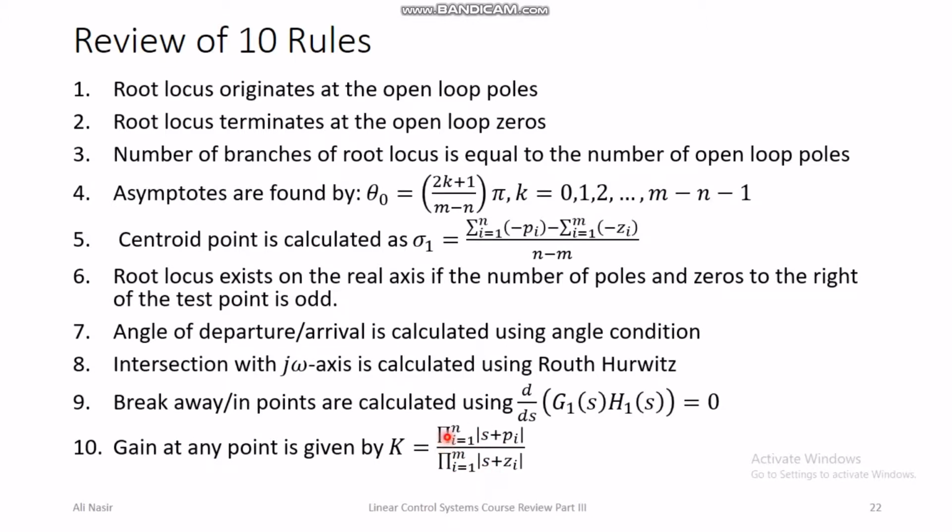Here S is the point at which we want to find the gain, Pi are the pole locations of the open loop transfer function, and Zi are the zero locations of the open loop transfer function. So this is not exactly the pole location, because the pole is located at minus Pi, but here this is S plus Pi. So it's important to remember that this is not the exact location. Minus Pi is the exact location, and minus Zi is the exact location. This S plus Pi is the negative of the location of the pole. Alright, so these are the 10 rules of root locus.